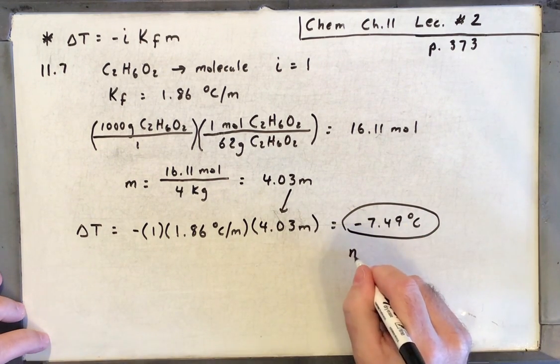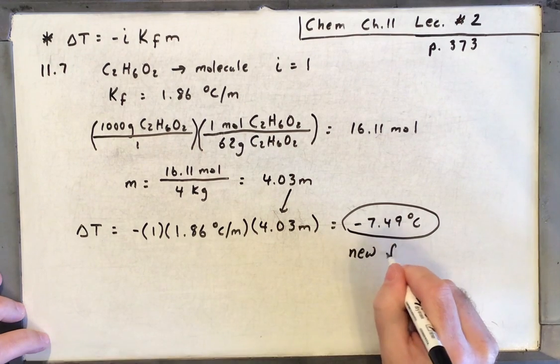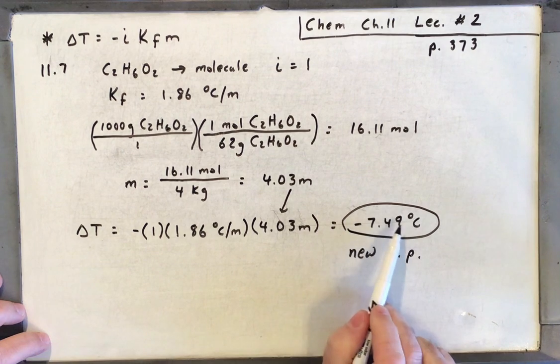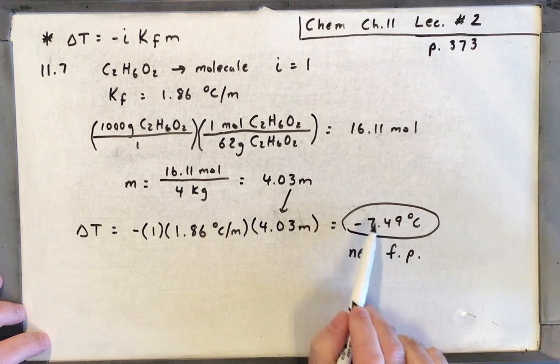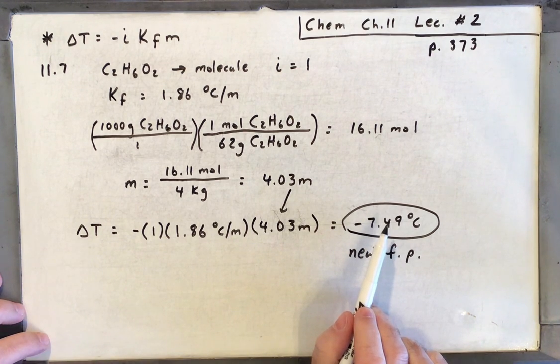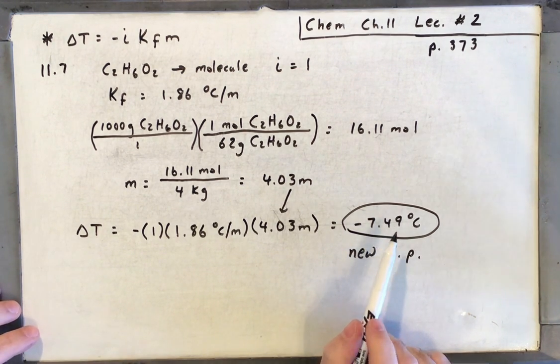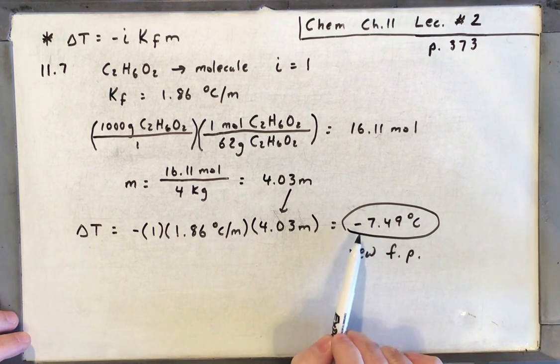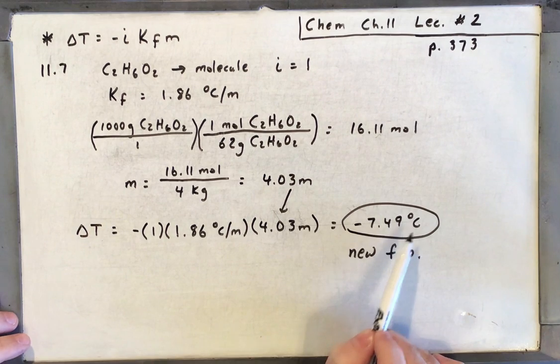That is the new freezing point, negative 7.49. If this were a different substance, if we were dissolving it, for example, in alcohol or something like that, we would subtract from the freezing point of that substance. But since this is water, we can just say it's negative 7.49 degrees C.